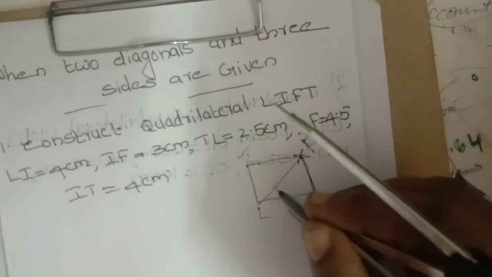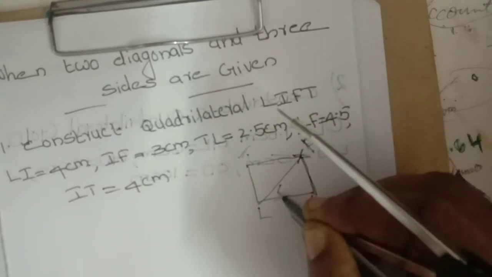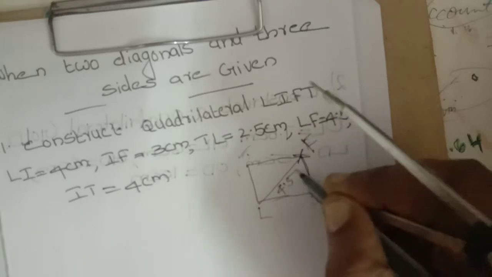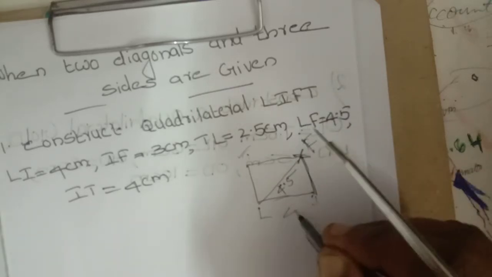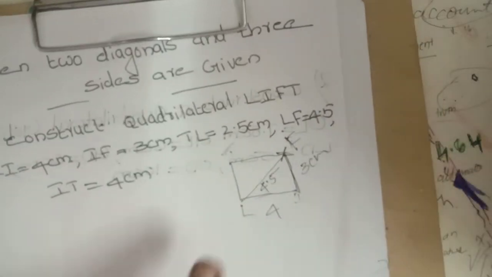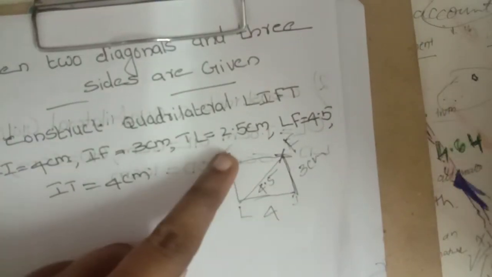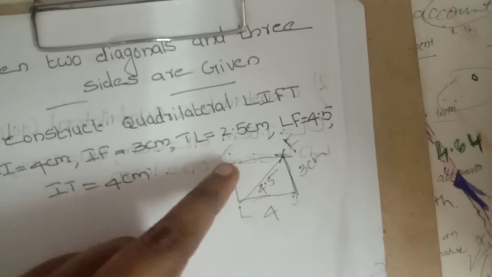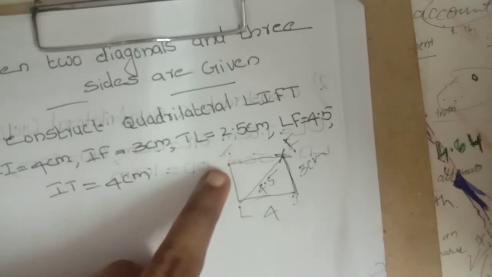LF value is how much? LF value is 4.5 centimeter. LI value is 4 centimeter. IF value is 3. Half of the quadrilateral is complete. Now the remaining half of the quadrilateral. In the remaining part, which point is remaining? T point. LIFT spelling.